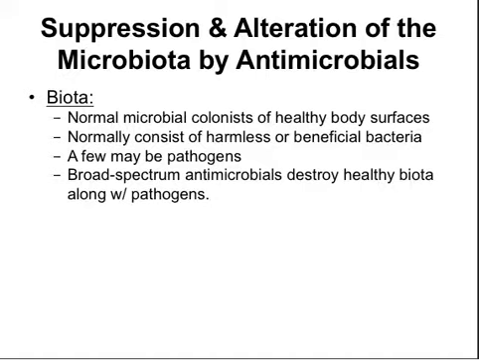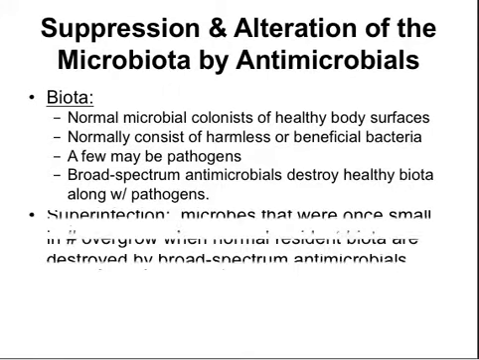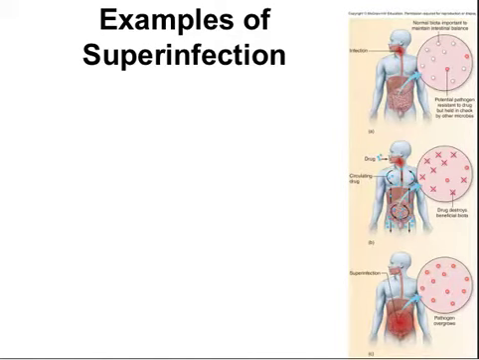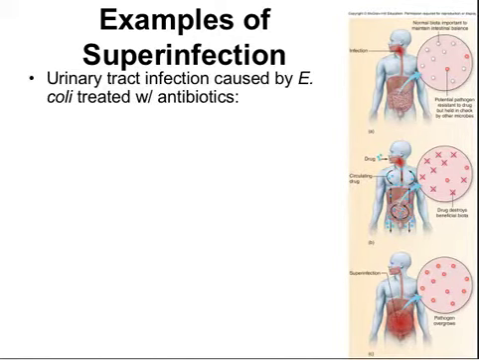Broad-spec antimicrobials can wipe out both the pathogen and these useful microbes and can give the pathogen a chance to become the dominant component of the population during the recovery process. So what happens in a superinfection is that microbes that were once a small number of that population overgrow when the resident biota get knocked back by these broad specs, and the result is an infection.